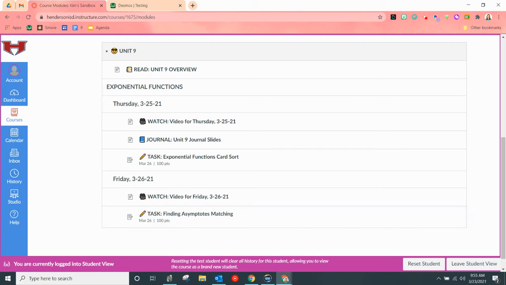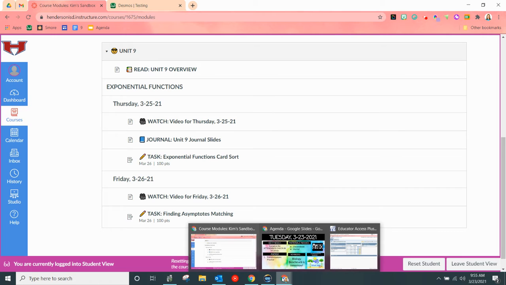We're going to practice finding our base. We're going to be practicing finding the y-intercept. And then we're going to practice how to identify what the asymptote is. We talked about the asymptote yesterday, so we'll go over that again in this activity.